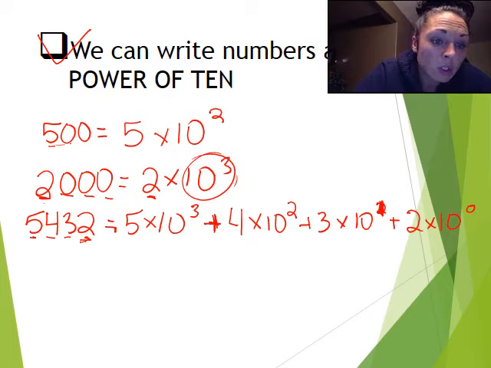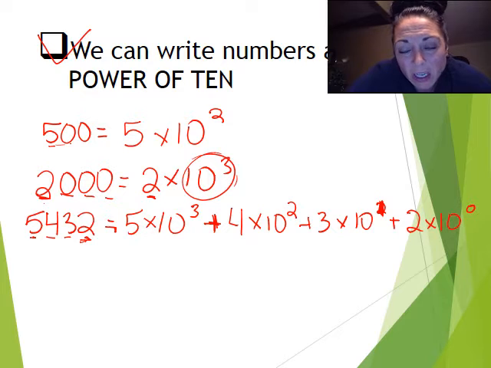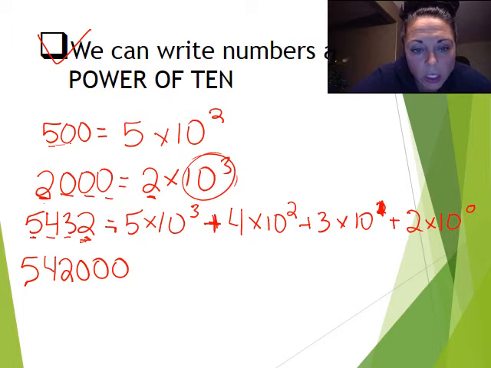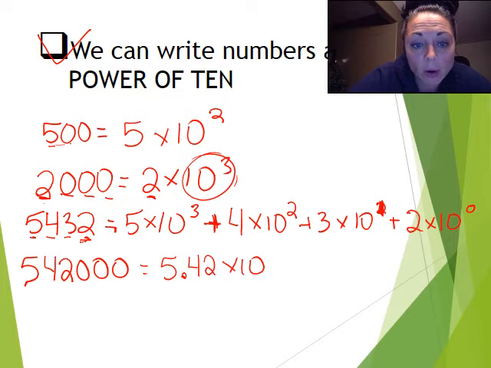What if I have also sometimes in your high school maths or chemistry, when you're dealing with really big numbers or really small numbers, they're going to use scientific notation. So rather than writing, let's say I have 542,000, if I wanted to write that using the power of 10, I'm going to go 5.42 times 10 to the power of how many place values? 1, 2, 3, 4, 5. For a little shorter version of that.